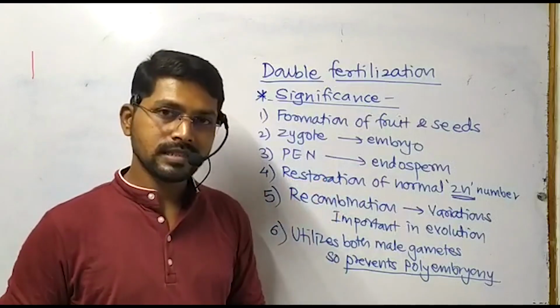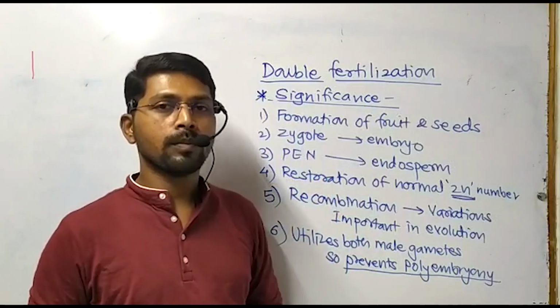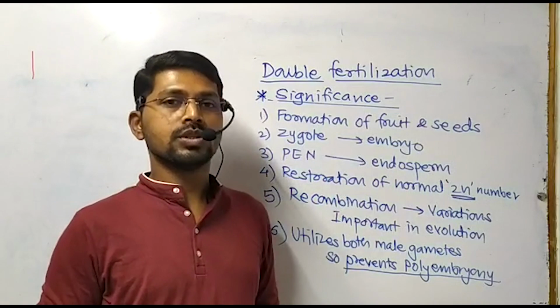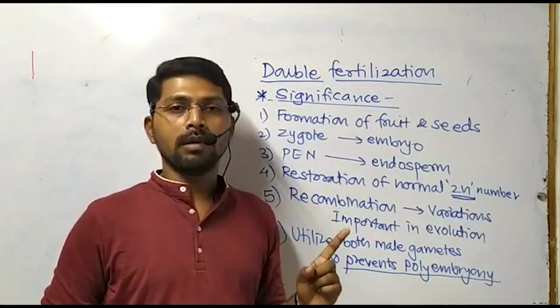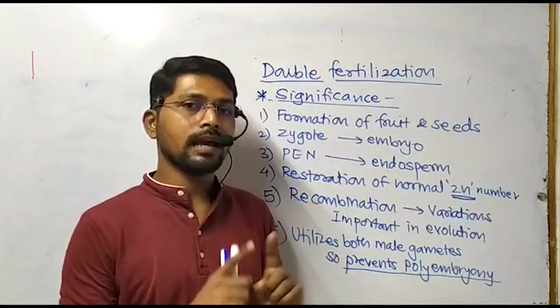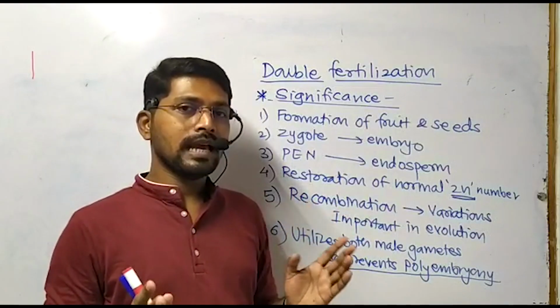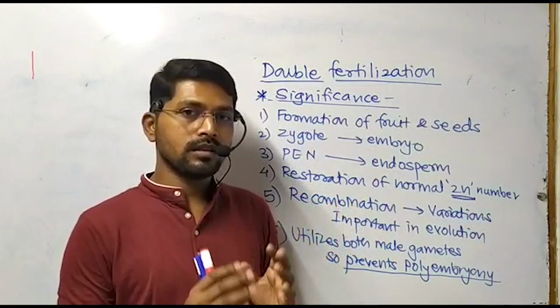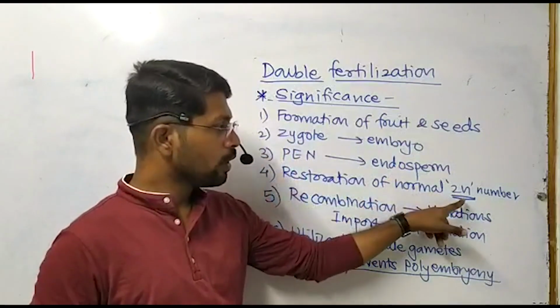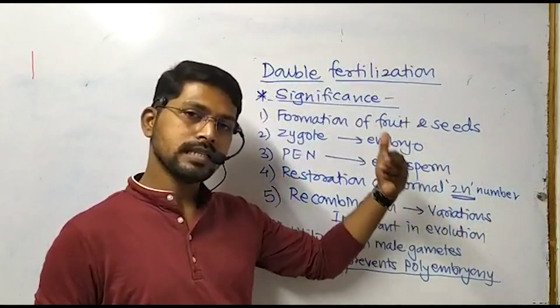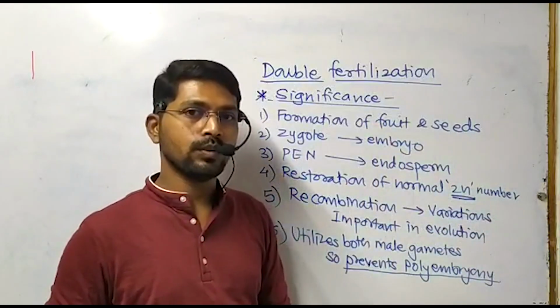The next significance is restoration of the normal diploid number in the progeny. Why is this so? Because in syngamy, the haploid male gamete fuses with the haploid female gamete, or egg. Both the haploid structures fuse together to develop the diploid zygote, and therefore the normal diploid number of the species is continued into the next generation.